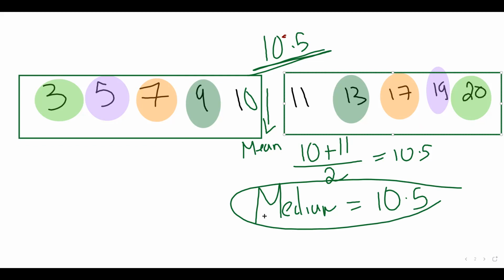Yes, miss. I have a question. Why do we put 10 plus 11 under 2, not more? Here, how many numbers do we have? We have 10 and 11, 2 numbers. Ah, okay. So that's why we divide here by 2. Okay, thank you.